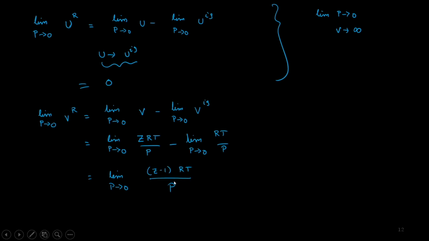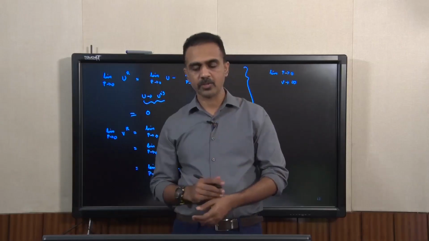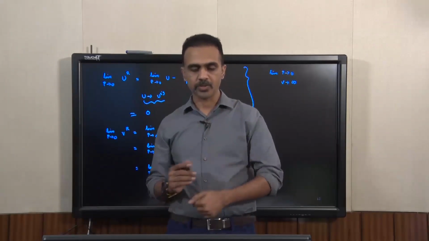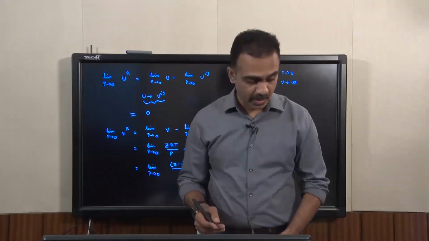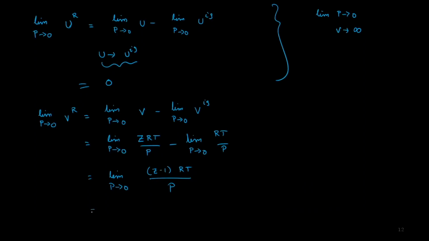Now if you observe, as P goes to 0, the gases behave as an ideal gas, so Z will go to 1. So you have a numerator which is 0 and a denominator which is 0. Z minus 1 goes to 0, P goes to 0. So both the numerator and the denominator go to 0. So that limit is indeterminate, and the only way we can determine it is by taking a derivative using L'Hopital's rule, which will give us the derivative of Z with respect to P at constant temperature.